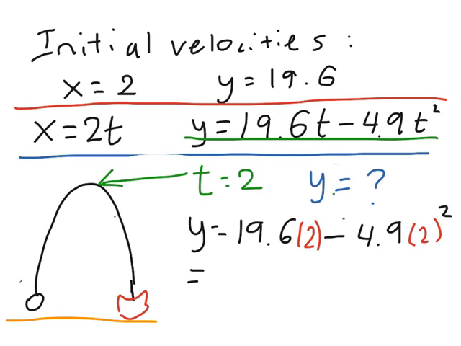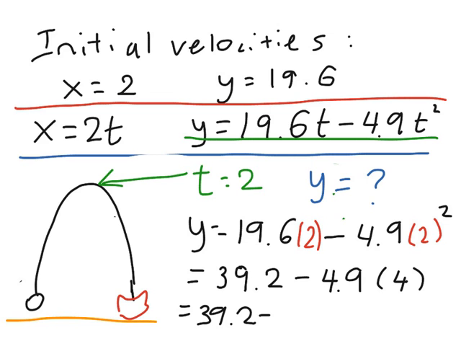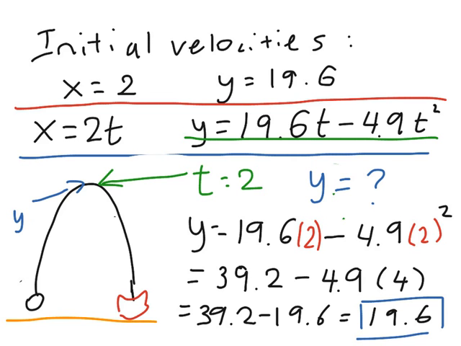Now we finish. 19.6 times 2 is 39.2. 2 squared, we do 4.9 times 2 squared. 2 squared comes first, exponents come first. 4.9 times 4. That's going to equal 39.2 minus 19.6, which is equal to 19.6. What we know is that at the highest point right here, the object will be 19.6 meters high. That's how high the object will get.